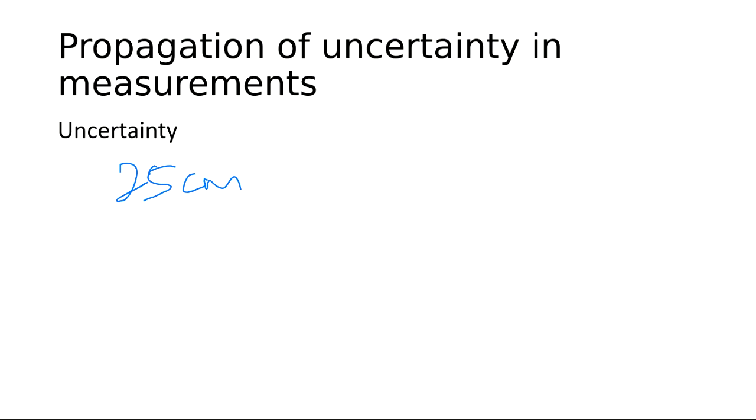The meter stick has an uncertainty because the least amount it can read might be a millimeter, which is about a tenth of a centimeter. So I will write this as 25 centimeters plus or minus 0.1 centimeters. So here 0.1 centimeter is the uncertainty. If I call this a length, I will say L plus or minus delta L. So delta L is the uncertainty, and we write it like L plus or minus delta L.